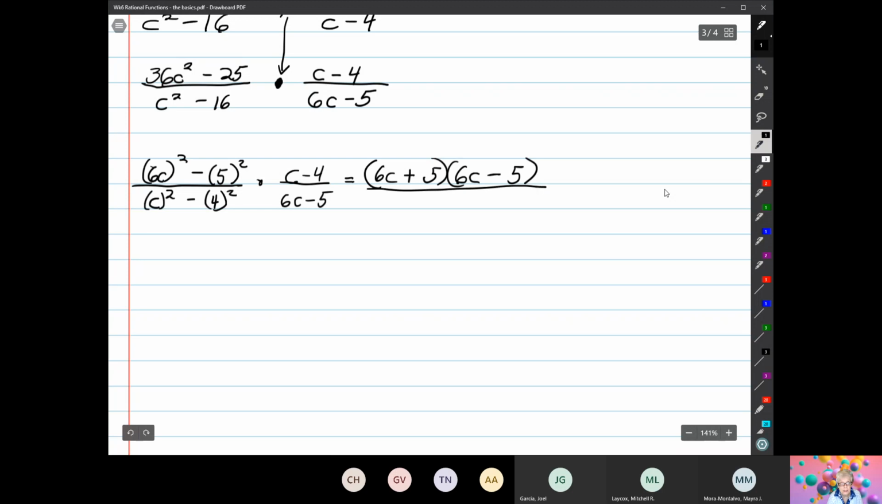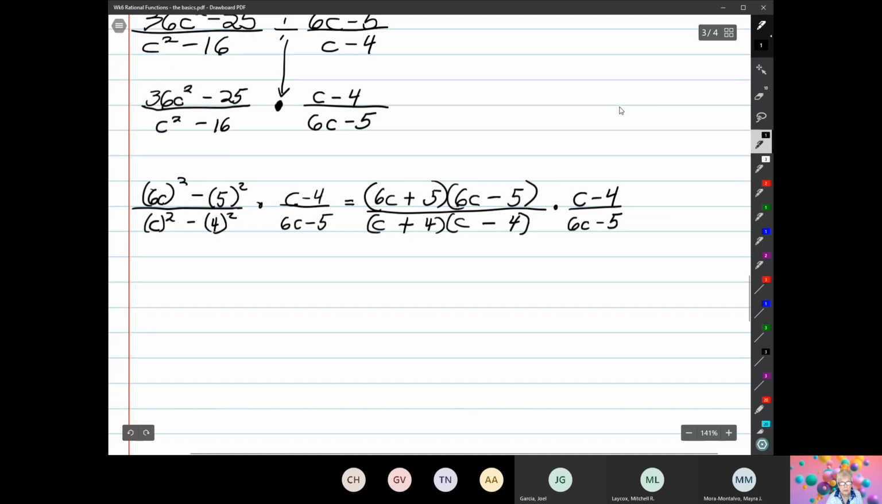Over. Now this is a perfect square minus a perfect square as well. So again, I boom, boom, boom, boom. I take the c and write it here and here. I take the 4 and write it here and here. I put a plus here. I put a minus here. And I am done with the first fraction. Now, the second fraction can't be factored. Make sure I've got my sign right.